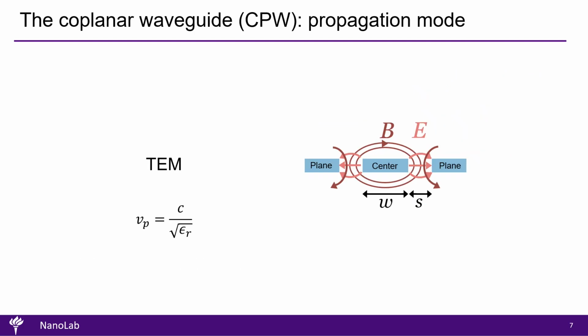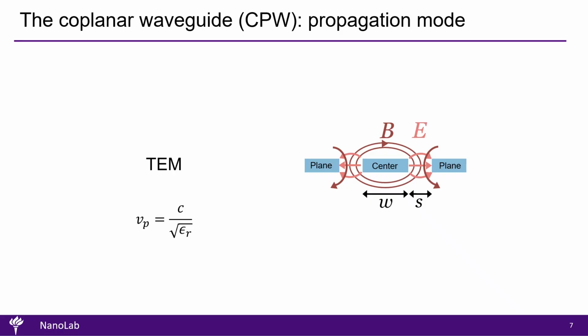Let us briefly discuss the wave propagation mode in a coplanar waveguide. Transmission lines with two or more conductors can support transverse electromagnetic, or TEM, waves. These waves have electric and magnetic fields entirely transverse to the direction of propagation, with no longitudinal components. This is shown in the figure on the right, which depicts the cross-section of a CPW. If the dielectric above, below, and between the conductors is the same, the CPW supports TEM waves, with the phase velocity equal to the speed of light divided by the square root of the relative permittivity of the medium.